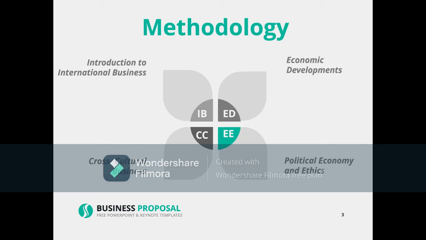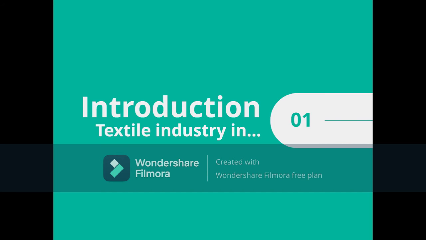Number 4, political economy and ethics. We clarify the political, economic, and legal system, as well as the levels of corruption, government effectiveness, political stability, tax revenue, registering property, contamination, and the condition of the labor force. Well, now an introduction to the textile industry.